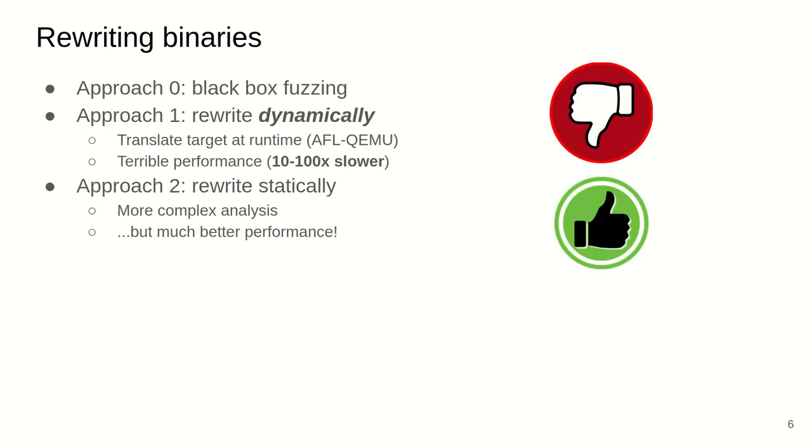When rewriting binaries or when fuzzing binaries, the first approach is just to do black box fuzzing. And if we don't have an excellent input generation for this black box, then this is usually not recommended. The second approach is to rewrite binaries dynamically, as in during the execution of the binary, we will translate the target at runtime as it is executing. This comes at a terrible performance overhead of 10 to 100x or maybe even 1000x slower. And this is because of the additional overhead of the binary rewriting and the interposition of all the indirect control flow transfers. This is done through, for example, AFL QEMU and works right out of the box.